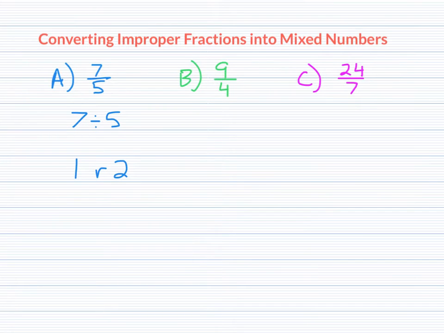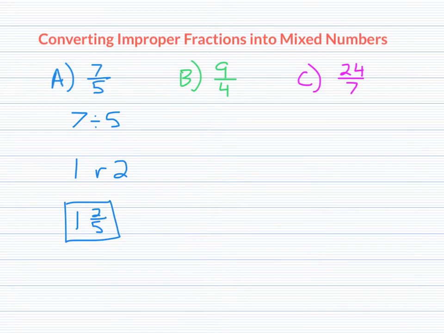So our whole number then is 1, and our fraction is 2/5. Right? We had the one whole because 5 went into 7 once, a remainder of 2 because 7 minus 5 is 2, and then we have our original denominator. 1 2/5.